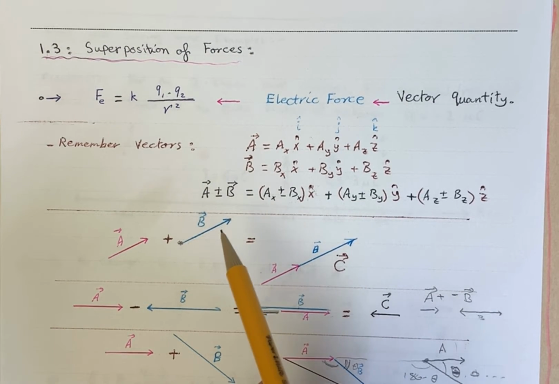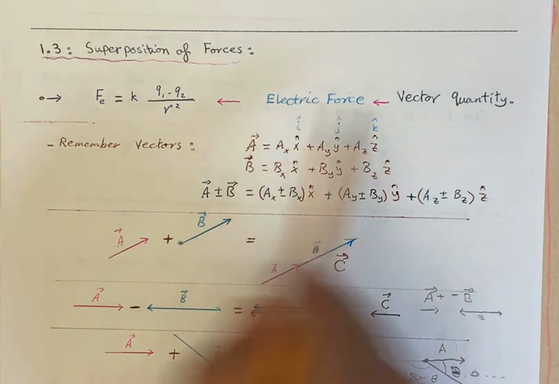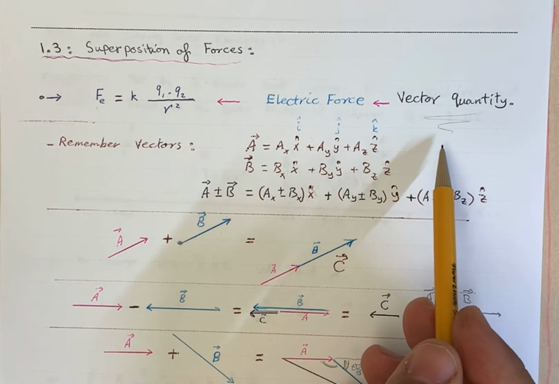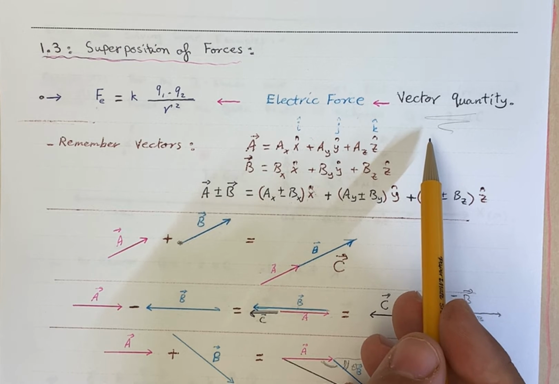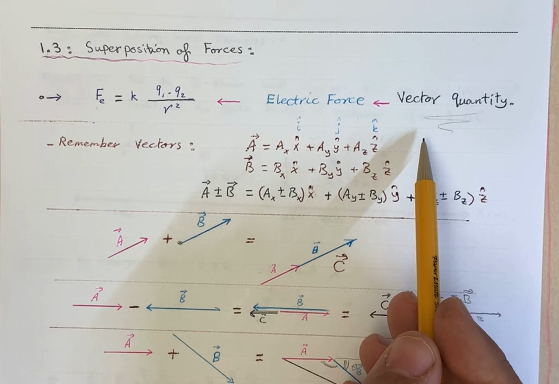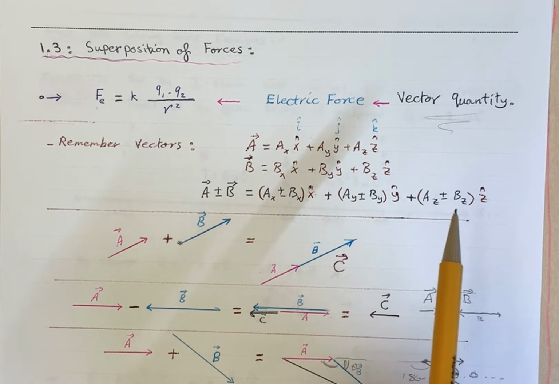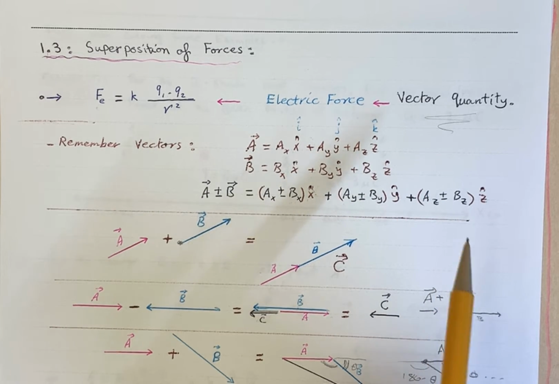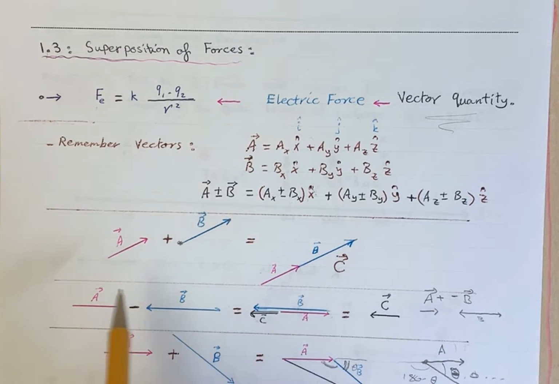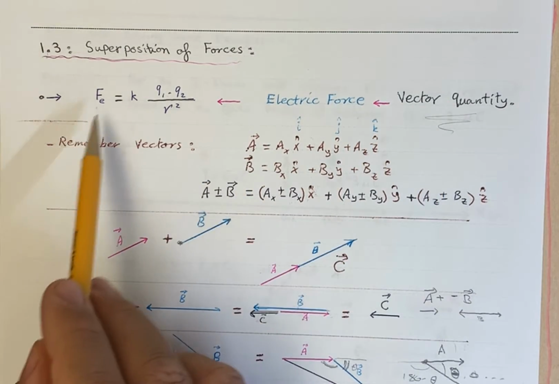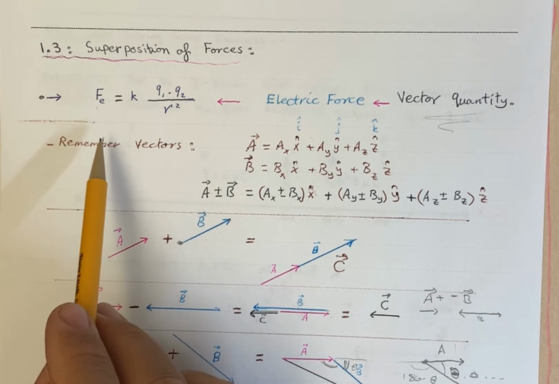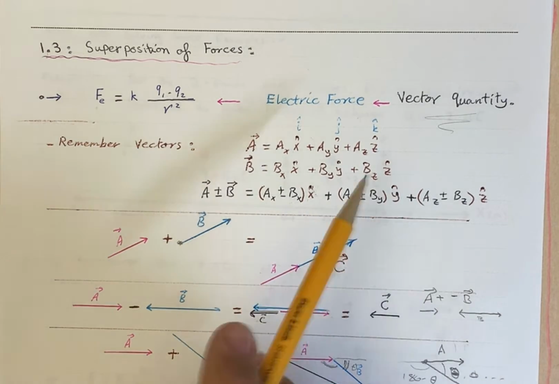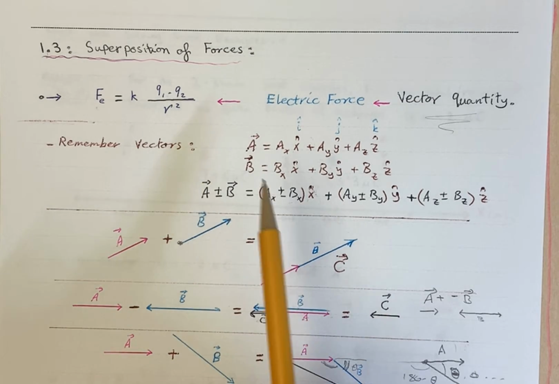But you need to remember also that the force is a vector quantity. We need to remember what the vector is, its properties, and some identities that we deal with when we work on vectors. Vector quantity means the force has a direction. Let us remember some properties of the vectors.